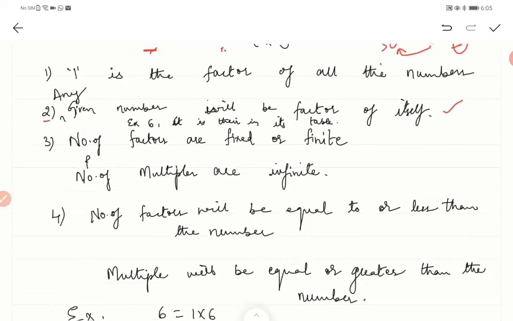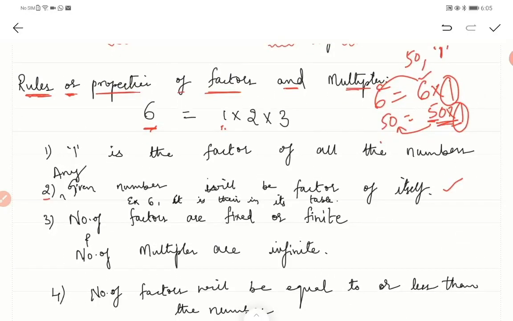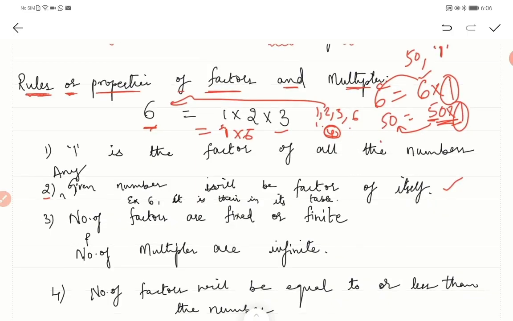The third property is the number of factors. The factors of a number are fixed, that is, finite. So for 6 you will have factors 1, 2 and 3, and itself, that is 6. I can write this as 1 into 6. So for 6 you have factors 1, 2, 3 and 6. How many factors are there? 1, 2, 3, 4. In total 4 factors for 6. They are fixed and finite.